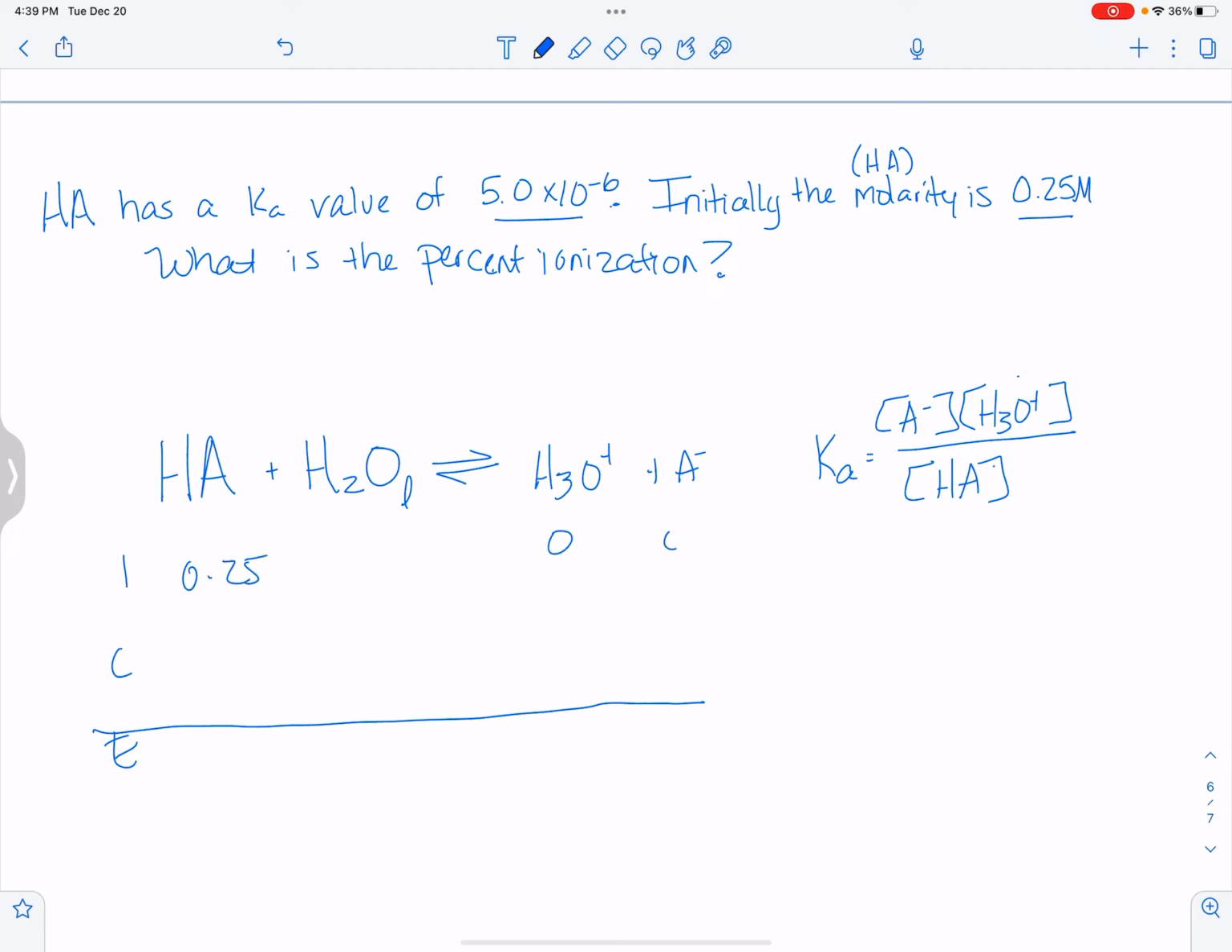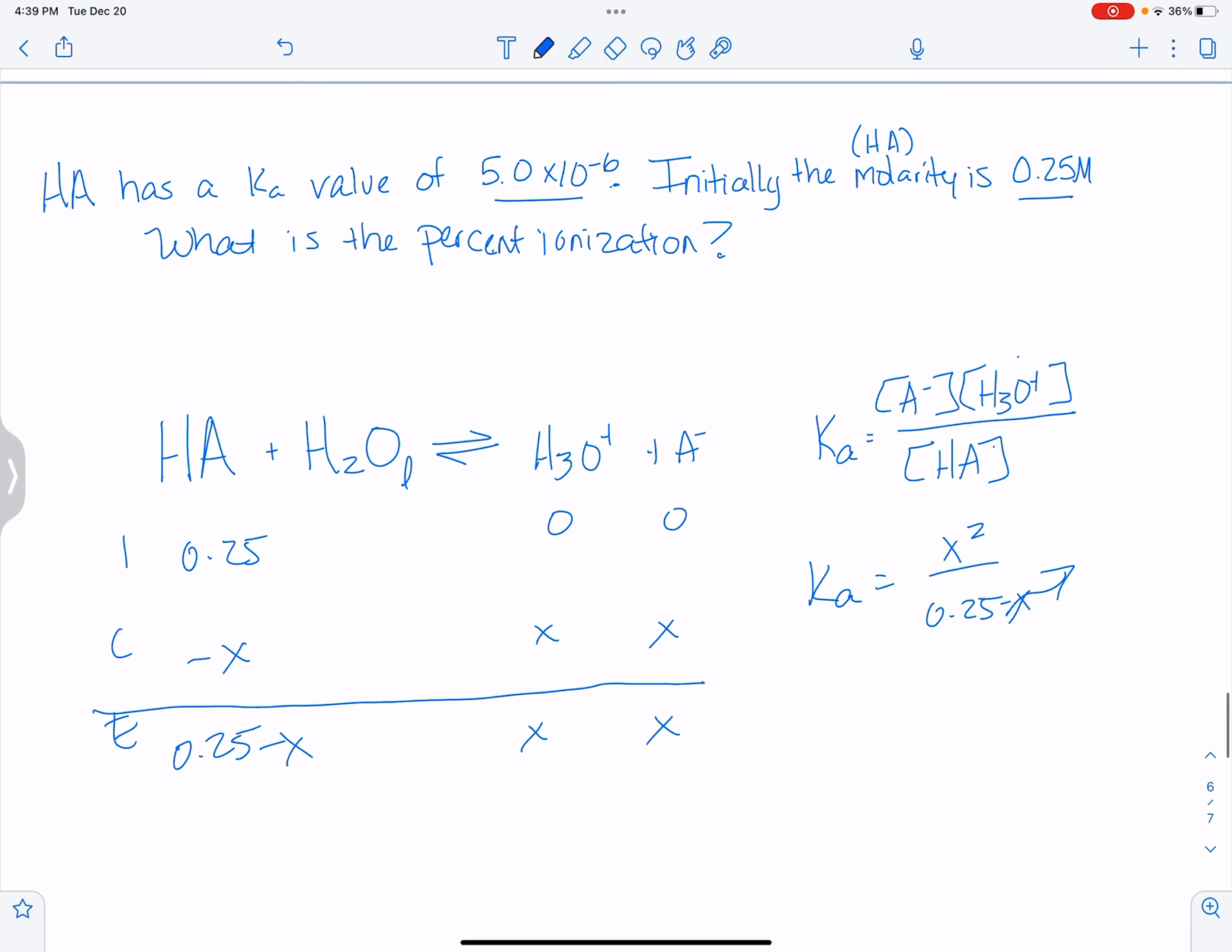Again, you're probably sick and tired of seeing this one ICE chart after seeing it used as an example 5 bajillion times, right? So we know that the Ka is equal to x times x, so it's x squared over 0.25 minus x. We're going to throw out that x, remember? And so that gives us that same number, 5.0 times 10 to the minus 6th equals x squared over 0.25.